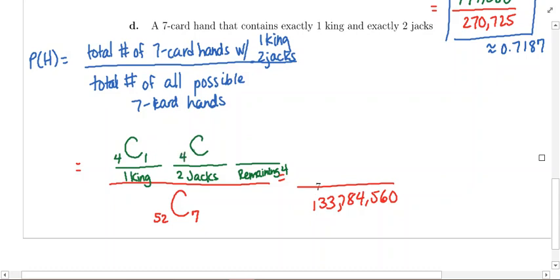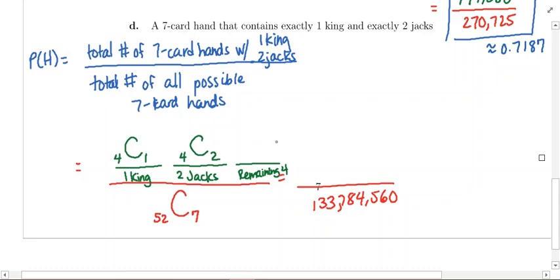There are 4 jacks in the entire deck, so you're going to be pulling from the jacks to ensure you end up with jacks. And from those 4 cards, you're going to be selecting 2 of the 4 jacks. And then you've got to set up a combination to deal with the remaining 4 cards. Again, it's 4 cards because it's a 7-card hand, and you've got 1 king and 2 jacks. That's 3 of the cards that have been accounted for.